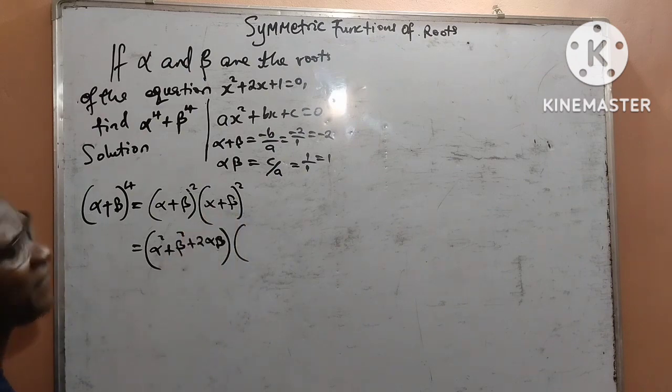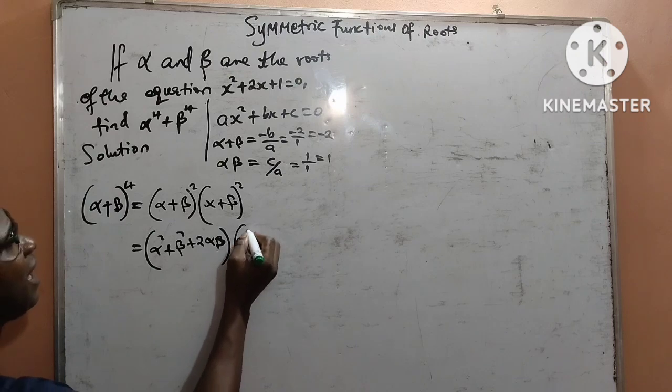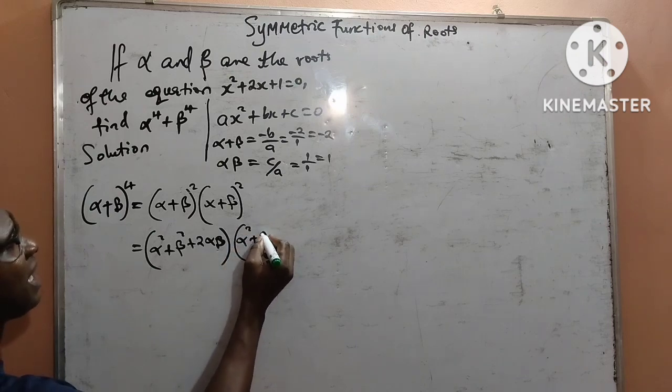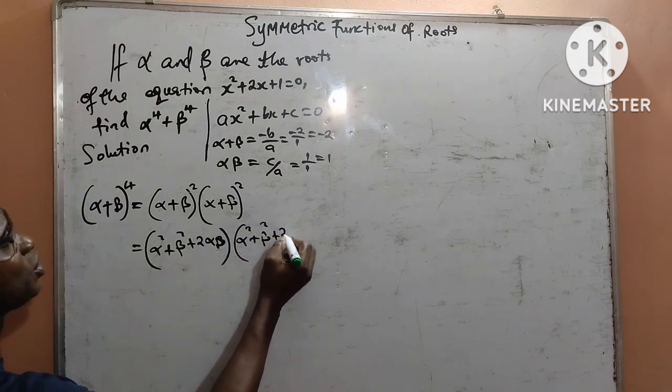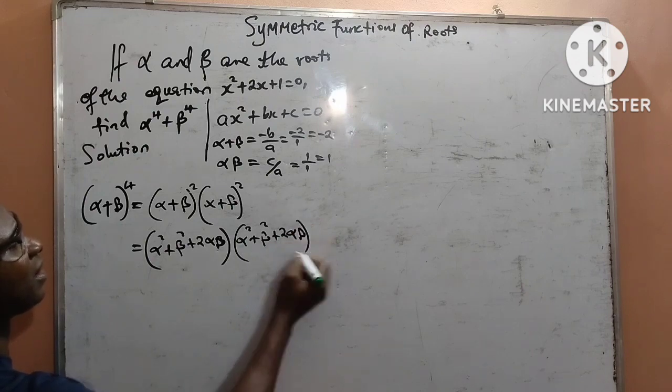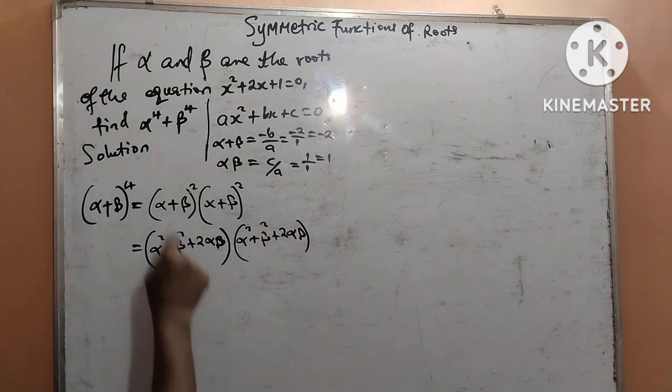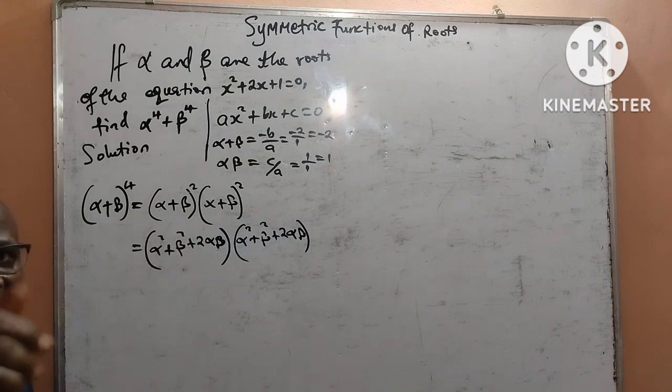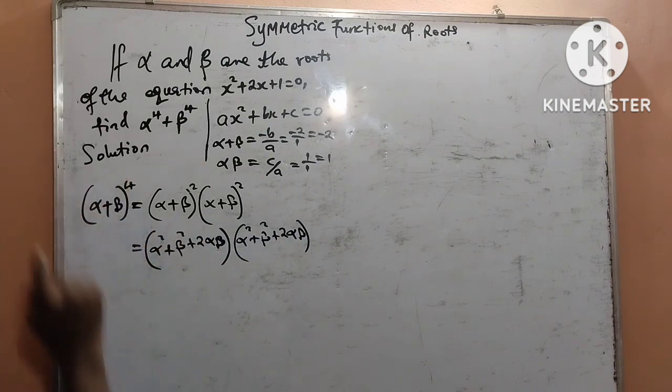Now, if I expand the alpha plus beta squared, I will get alpha squared plus beta squared, then plus 2 alpha beta. Good. I have now expanded the two brackets. Remember, it is equal to alpha plus beta to the power 4.